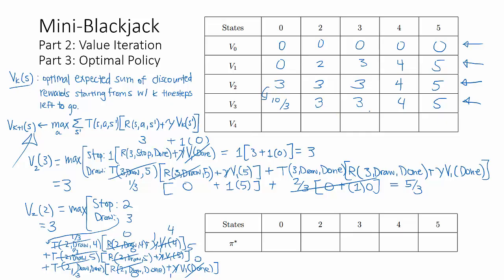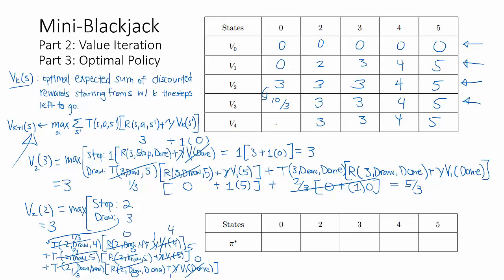For v sub 4, we have the same reasoning as the previous step for states 3, 4, and 5, so we'll just copy down the values here. Calculating v sub 4 of 2, we need to take an average between the v sub 3 values of the successor states, so we want the value of 4, the value of 5, and the done value, which is 0. Hence, the average of 4, 5, and 0 is still going to be 3.